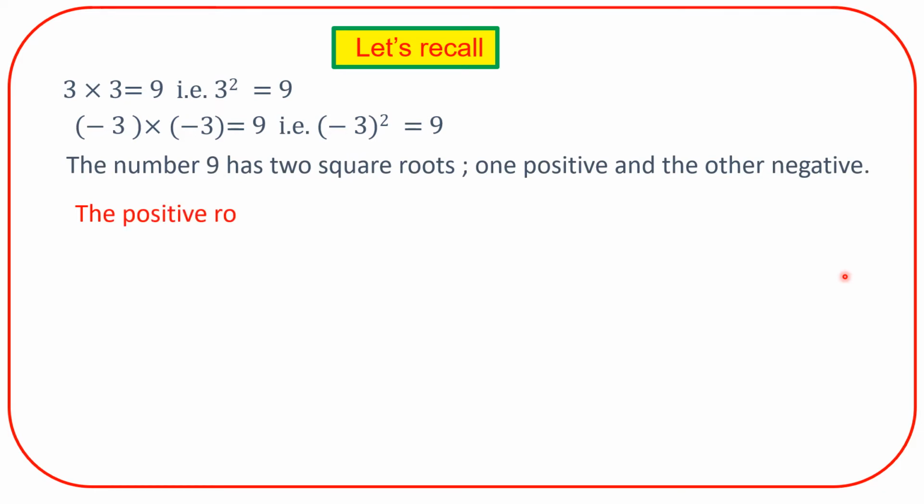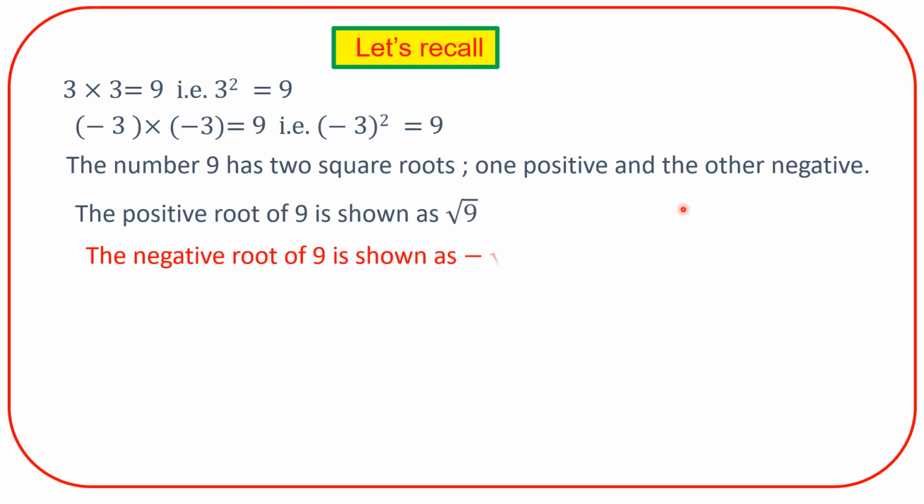The positive root of 9 is shown as square root of 9 using this radical sign. The negative root of 9 is shown as negative square root of 9. Therefore, positive square root of 9 is equal to 3 and negative square root of 9 is equal to minus 3.